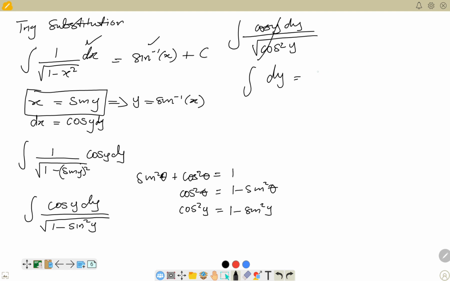And then when we integrate dy, we just get y plus c. And then we have said that y is equal to arc sine x. So now we have proved that.